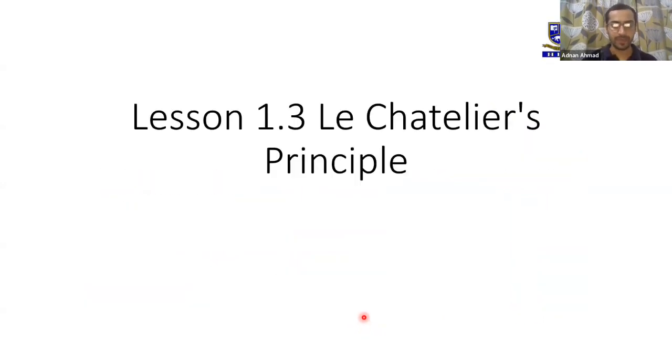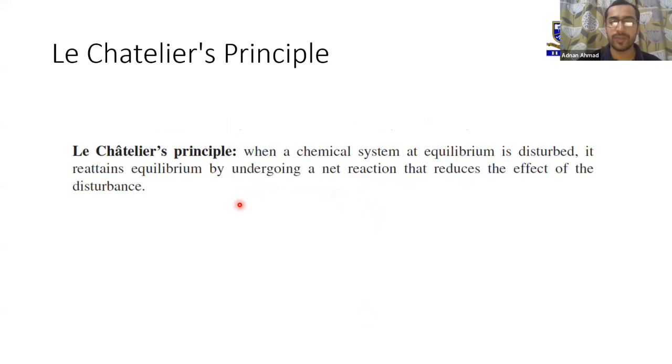All right. Now we are entering our third topic for today, which is Le Chatelier's principle. It is a highly useful principle used in chemical industries related to chemical equilibrium. Let's see what we have to discuss in this one. Let's start from the definition first. Le Chatelier's principle says that when a chemical system at equilibrium is disturbed, it retains equilibrium by undergoing a net reaction that reduces the effect of the disturbance.